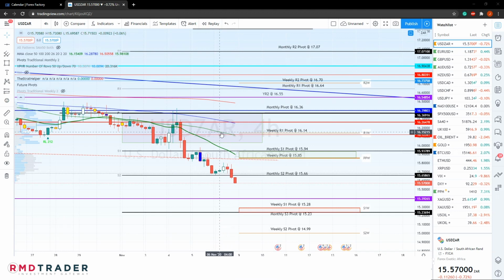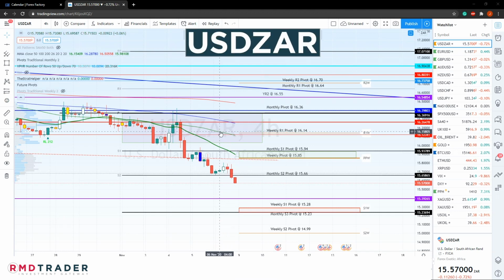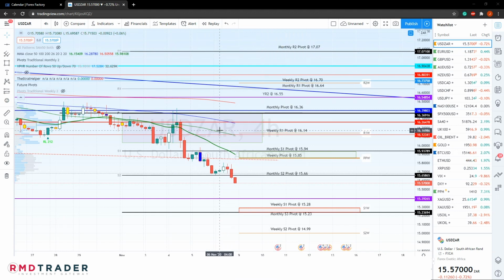As always, we start with the US dollar to South African rand. Last week saw our short target at 1604 quickly realized, after which we saw a pullback. And as also mentioned last week, the area between the weekly pivot and the monthly pivot at 1626 to 1635 did indeed act as resistance. And from there, we then saw another leg down.